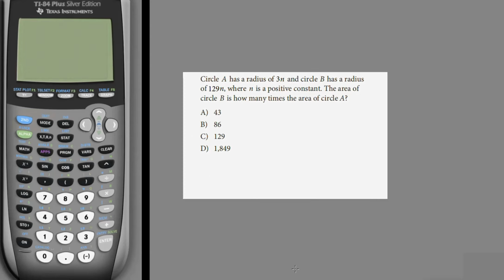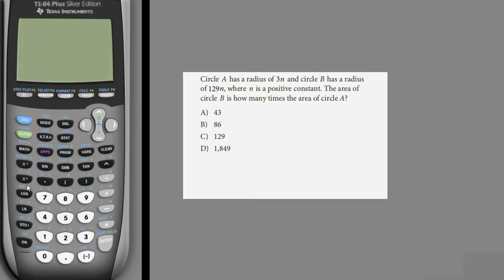In this video, we're going to learn how to solve this math question easy and fast. The question is under circle theorem. It says circle A has a radius of 3n and circle B has a radius of 139n, where n is a positive constant. The area of circle B is how many times the area of circle A?